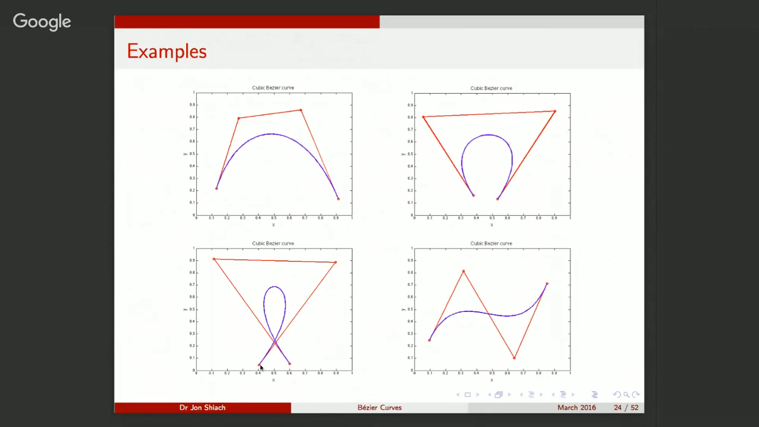So that's the first control point. That one's the second. That one there's the third. And that one down here is the fourth. So you can actually make it like a loop. And you can make a little wiggle, a little zigzag. The higher the degree of the Bezier curve, the more changes of direction it can take.